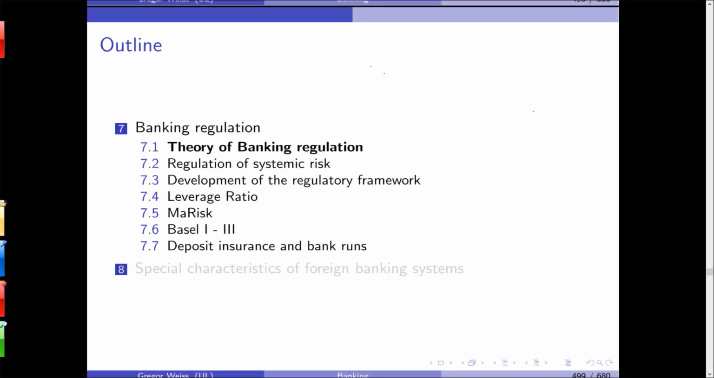Okay, welcome everyone. We've now arrived, actually very late in the lecture, finally at one of the most important parts in banking, which is to say regulation. Regulation and supervision. As you can see, we'll talk a lot about Basel I, Basel II, Basel III, the minimum requirements for risk management, and why is that?